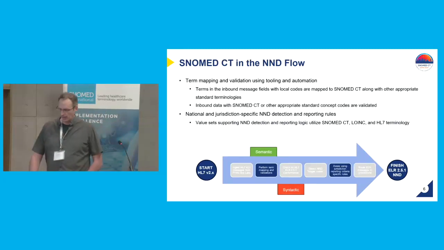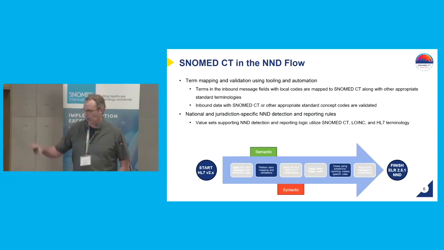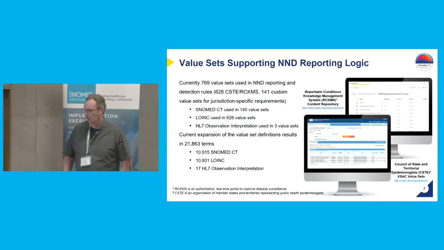So again, I'm just highlighting the two steps in the process where SNOMED had a role: the mapping and standardization, and in the rules. All right, so the value sets used in the rules, these are just some statistics on those value sets. There are 769 value sets used in these NND reporting and detection rules. 628 were derived from standard RCKMS, CST value sets, and 141 were custom value sets.